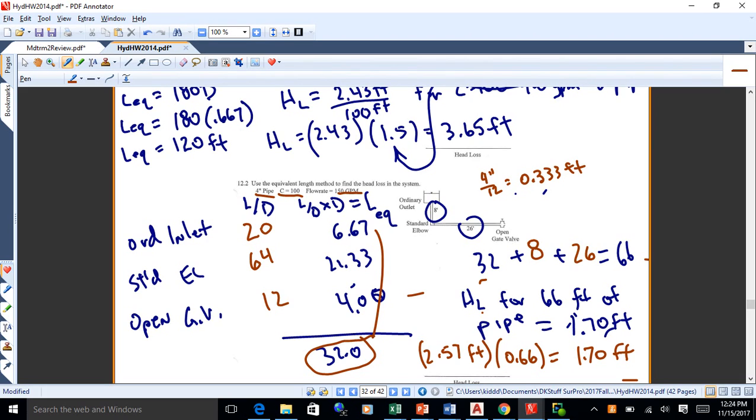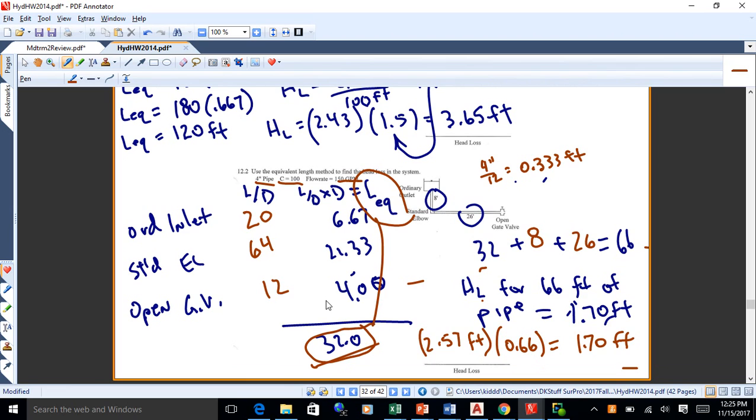Okay. So when you're doing this, just be sure you do all the steps. You've got L over D. What you want is the equivalent length of each of the fittings. Then you add those up and find the head loss for that equivalent length. So you have a few steps to go through on that. So we're doing all right with that? So that's how you do those.